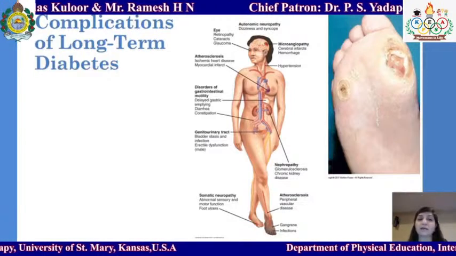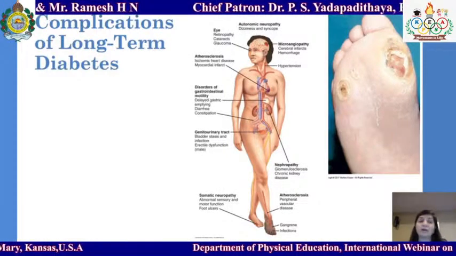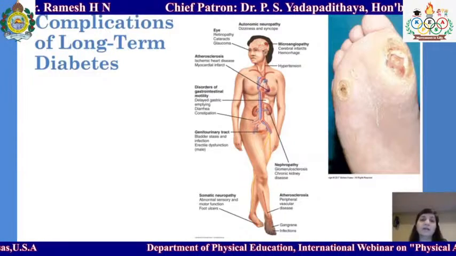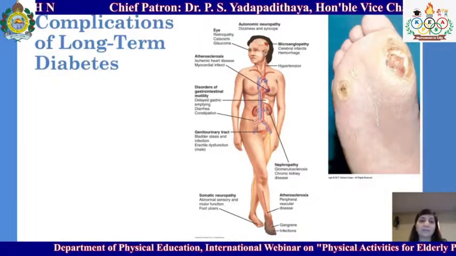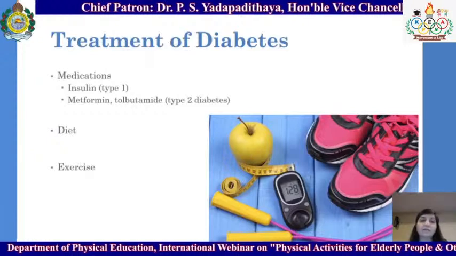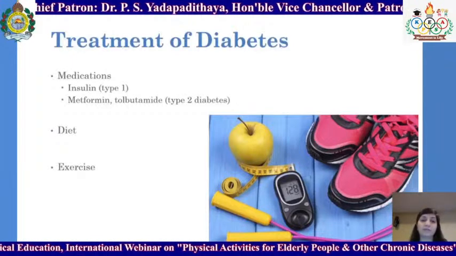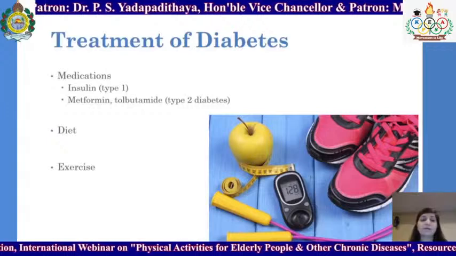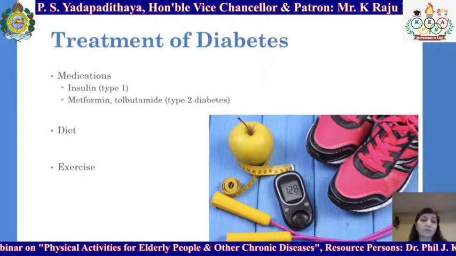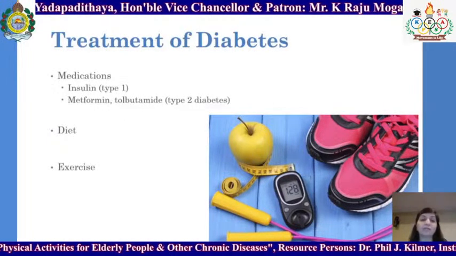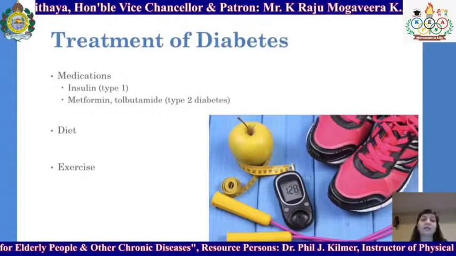So you see that so many complications can take place because of diabetes, and these complications are the major cause of morbidity, or dependence that these patients have on others for carrying out their daily activities. When we talk about diabetes, there are three major areas that are helpful for the treatment of diabetes. First is the medications. So patient will be on insulin if they are type 1 diabetes, because you know that in type 1 diabetes there is a death of beta cells and there is insulin deficiency. So they have to be given insulin so that they can lower the blood glucose levels.